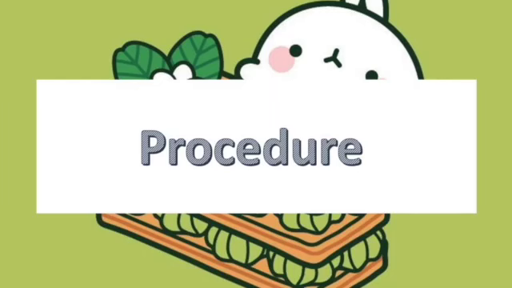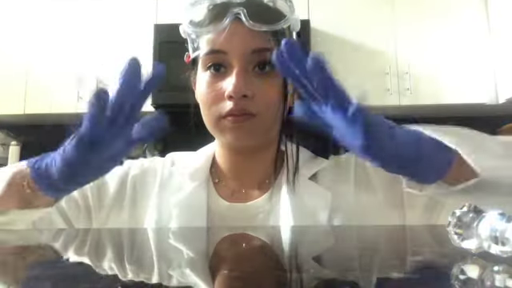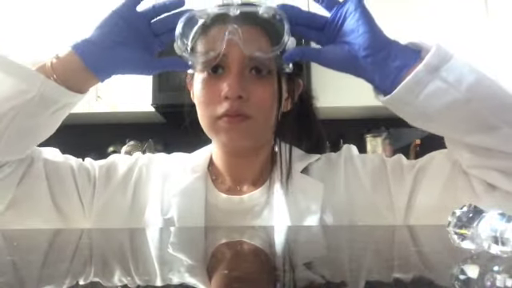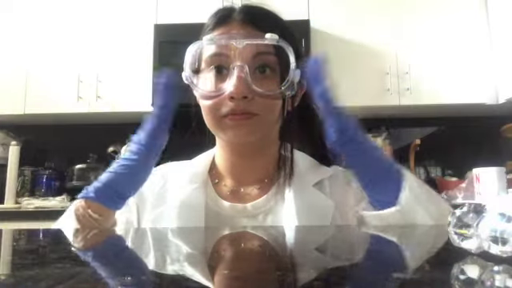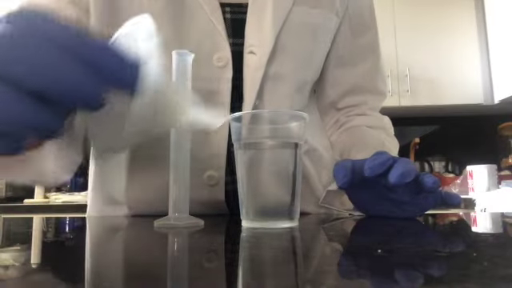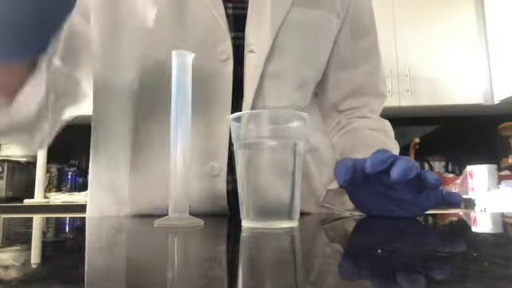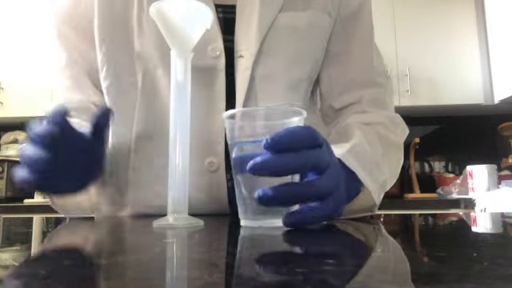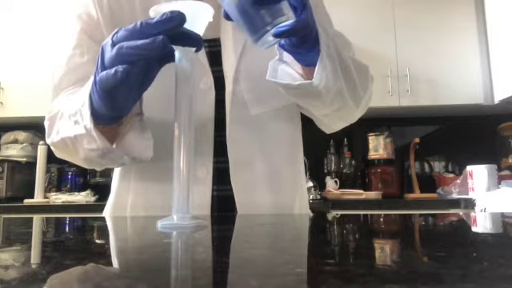Now I'll show the process of how we did the lab. Put on your safety gloves and goggles. Use the graduated cylinder to measure 25 milliliters of distilled water. Add 25 milliliters of distilled water to each of the two 100 milliliters glass beakers.